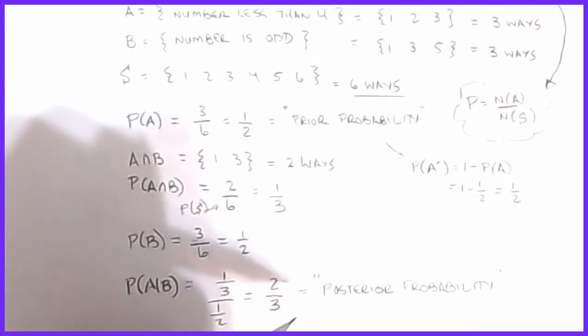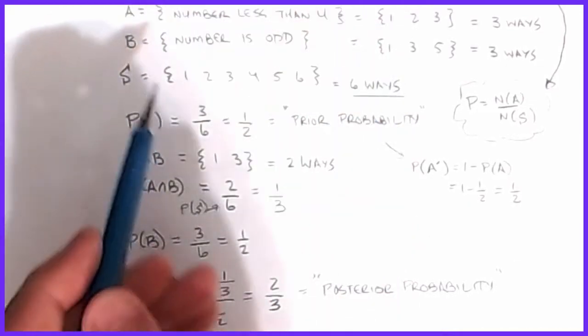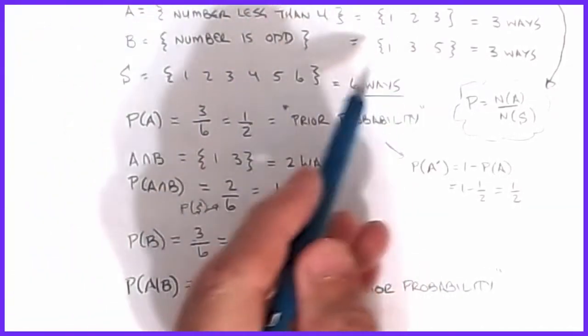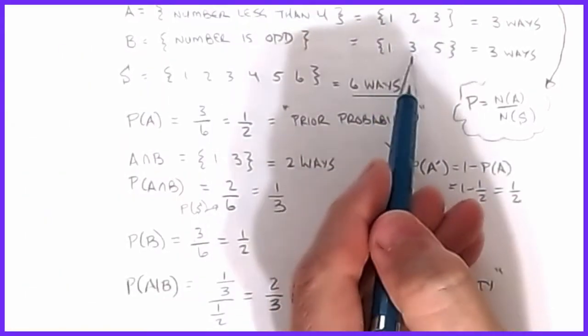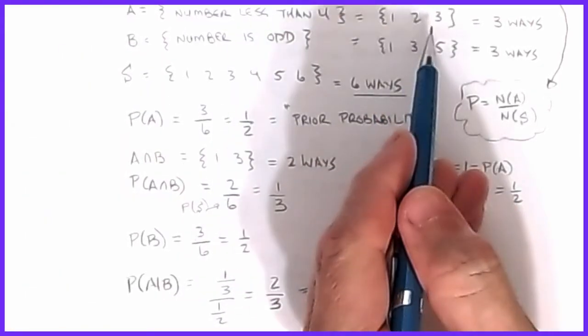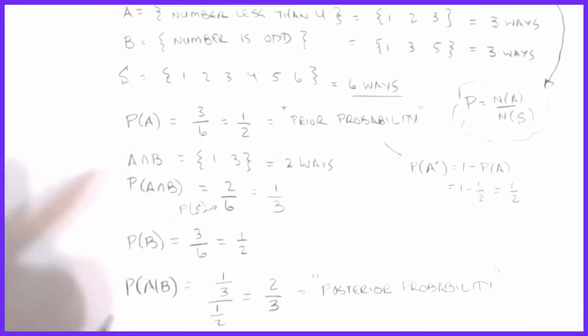So the probability of me getting a number in A, if I'm already dealing with the set of B, is 2 out of 3, right? Because 2 out of 3 of these are located up in A. So that's what a conditional probability is.